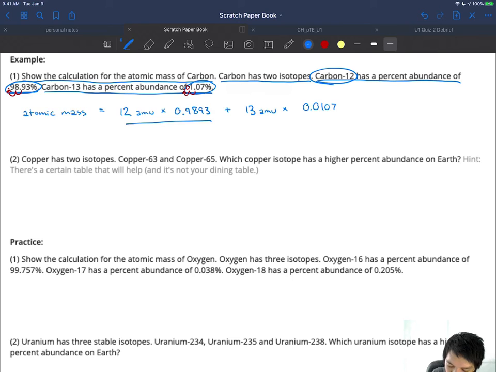And that's it. Since there are only two isotopes here, now I do this in a calculator. 12 times 0.9893 plus 13 times 0.0107. And then hit the equal button. So on a calculator, let's see, what is that going to give me?